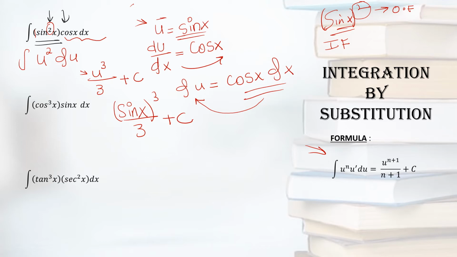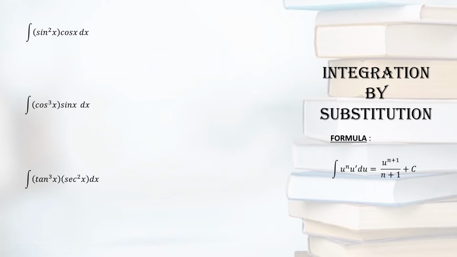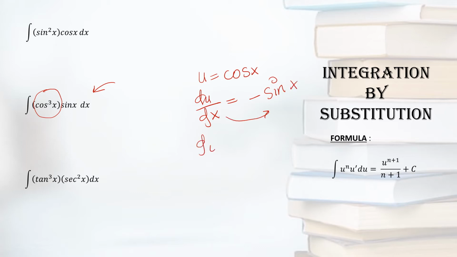Now let's solve another kind of question. Look at the second question. Here the complex function is cos cubed x. Why? Because it has a power. So consider the inner function, that is cos x, as u. Take the derivative with respect to x. The derivative of cos x is negative sine x. After that, bring the dx to the other side. So you will have du equals negative sine x dx.